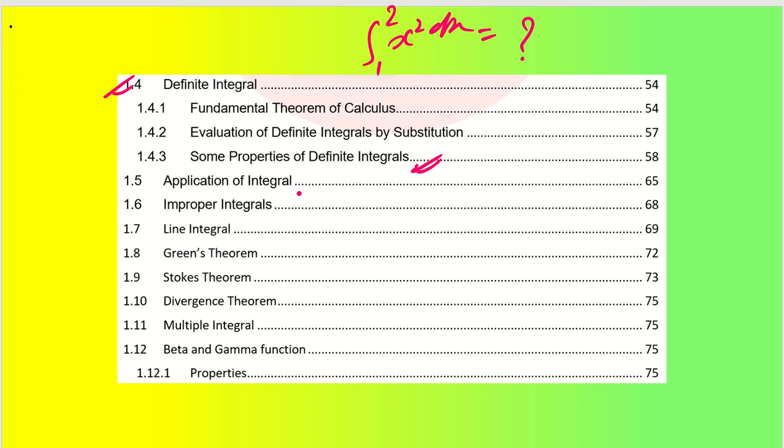Then there are a lot of improper integrals. We'll see improper integrals, we will see line integration. Then we'll go ahead with Green's theorem, Stokes theorem, divergence theorem. Then there are multiple integrations as well. And at last I'll give you a particular understanding about beta and gamma functions, and their properties.